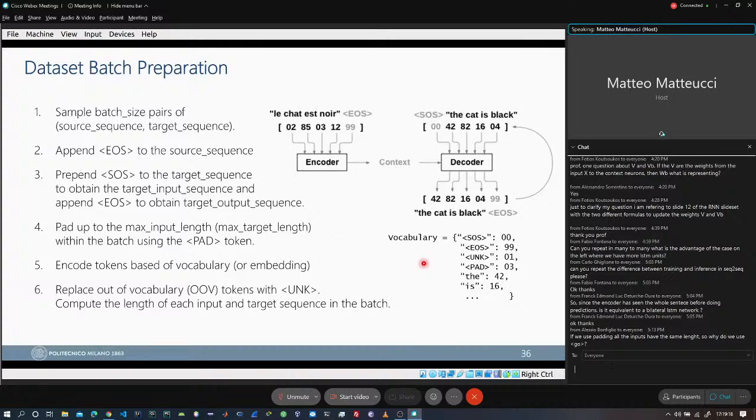Sometimes, as I mentioned, your sentence contains words which do not exist in the vocabulary, so you have to replace them with an unknown symbol. OOV in this case stands for out-of-vocabulary item. Okay.